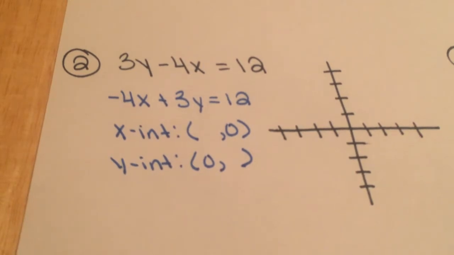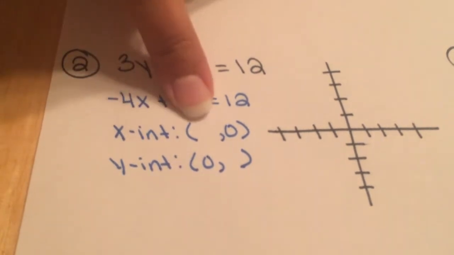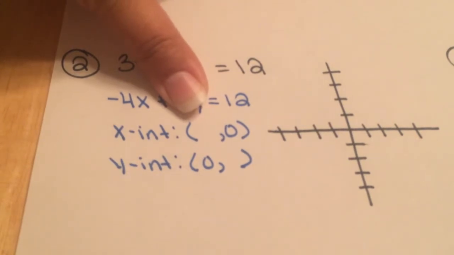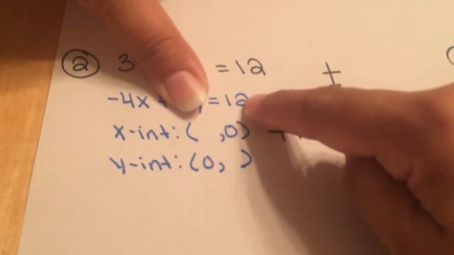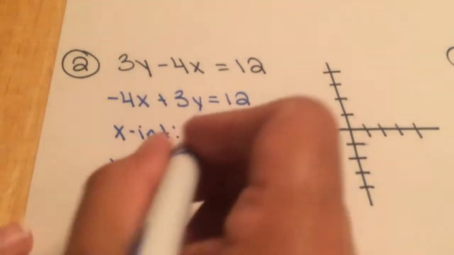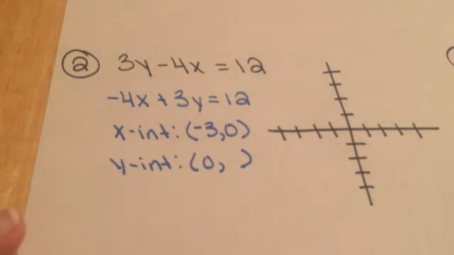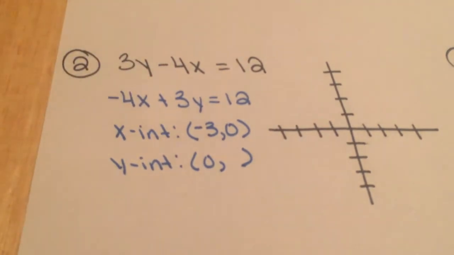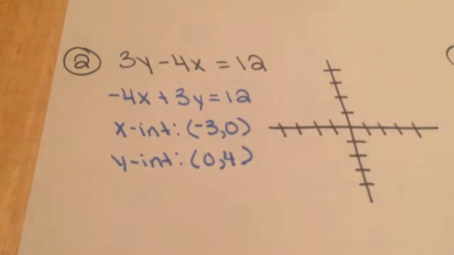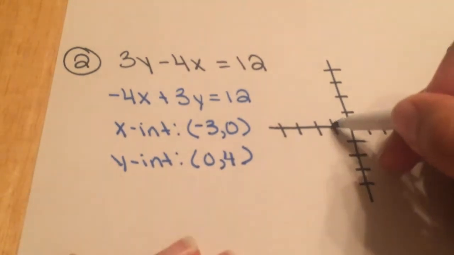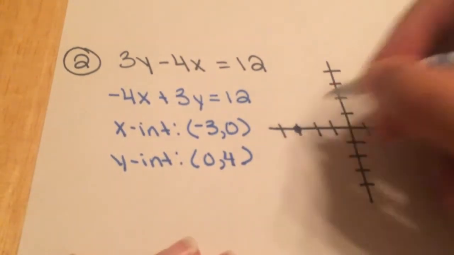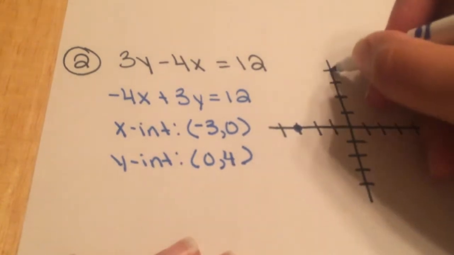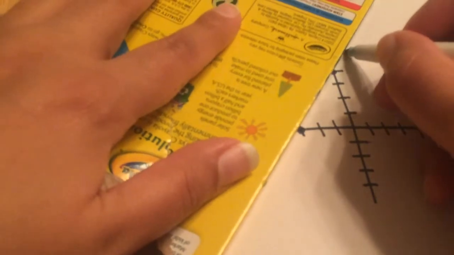So again, to find our x-intercept, I need to cover up my y. And what times negative 4 gives me a positive 12? So this one's kind of interesting because we actually have a negative 3 here. And when we look at our y-intercept, what times 3 gives me positive 12? Hopefully we see that it's 4. So next I'm going to graph those. And we have our next line.